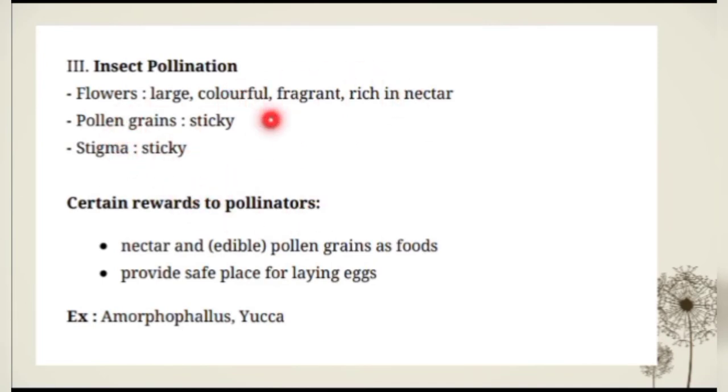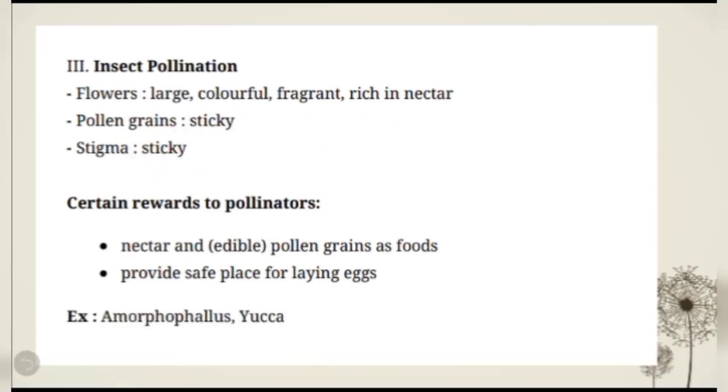Insects are very important agents in pollination, and the flowers which want insects to be their pollinators are very, very large. Why large? Because if they are very small, insects will not be able to see them. And they are very colorful as well, because a colorful flower attracts the insect. They are fragrant. A very beautiful smell comes from those kinds of flowers, so that insects are attracted and come and fall on them. And moreover, they are very rich in nectar. Nectar means sweet juices in that flower, and nectar is the thing which attracts the insects. Also the pollen grains must be very sticky.